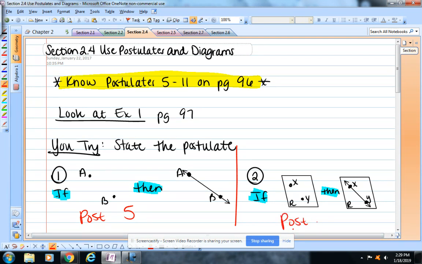Okay, so your 2 questions you have for your homework for this section, that's what you're going to do. You're going to look at the picture, and then you're going to turn back to page 96 and see which one of those postulates you think it matches with. All right? Obviously, if there's no plane drawn, you know it's going to be postulate 5 through 7, right? If there is a plane drawn, you're going to use any of the postulates 8 through 11. Does that make sense?